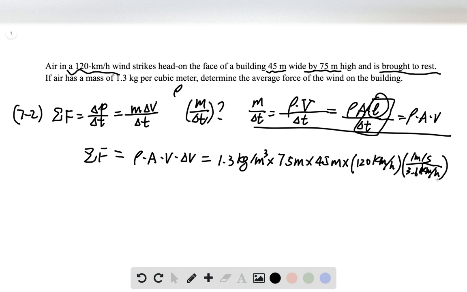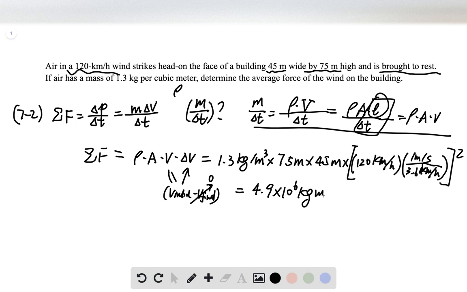So delta V is V initial minus V final. Here V final is 0 because it's brought to rest. So it equals V initial, which is the same as V. So this whole thing, we can just give it a square. Yeah, so if we just plug this whole thing into the calculator, all in SI units now, we will get a number of 4.9 times 10 to the 6 kilogram meters per second squared. So this is the same unit as Newton. So that is the average force of the wind on the building.